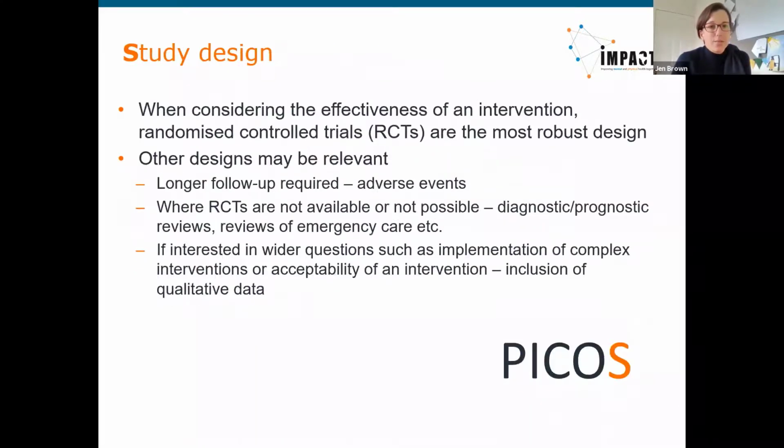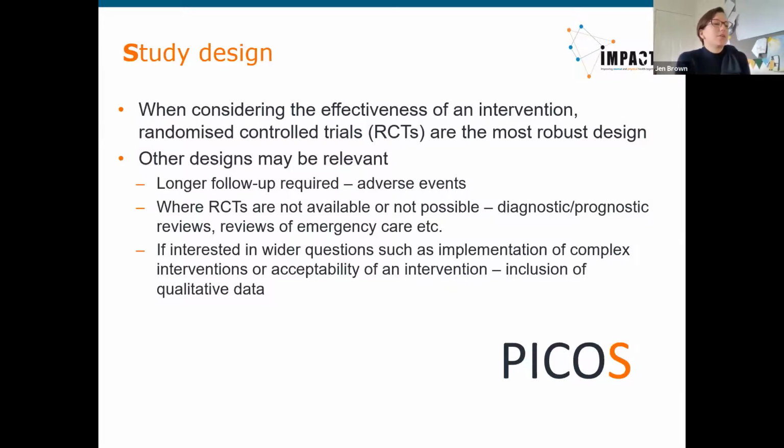And finally, study design. So generally speaking, and again, the focus of these webinars is on RCTs, because when considering the effectiveness of an intervention, randomized controlled trials, or RCTs, are the most robust design. We will cover risk of bias in one of the later sessions, but that's generally accepted now, that to measure effectiveness, you really need to be looking at RCTs. However, that's not always possible.